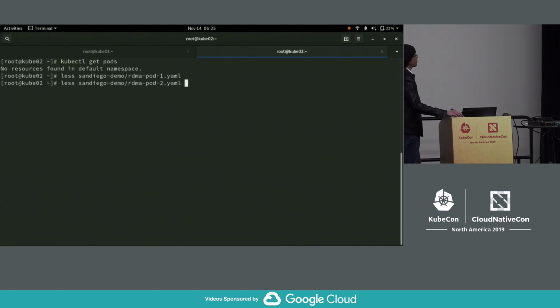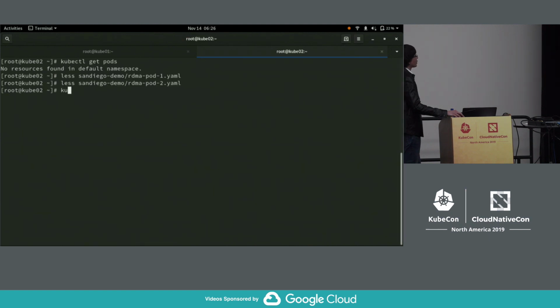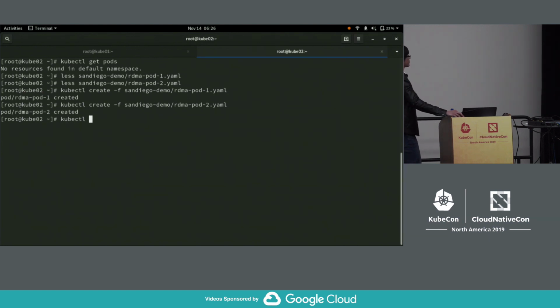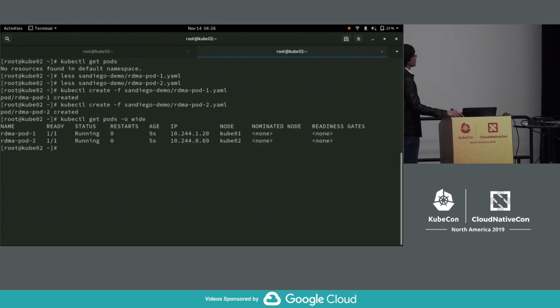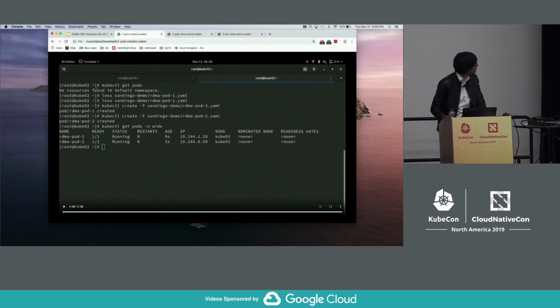Then we create an almost identical definition for the second pod. The main difference is we request it to be run on a different Kubernetes node to make sure we're testing the physical network, not just the container SR-IOV implementation. With this, we can go ahead and create the pods. And now we're just ensuring that the pods were created correctly and there are no errors. This puts us in position to fire up the RDMA benchmark and see what performance we can get from this solution. So let's move on to the next video.